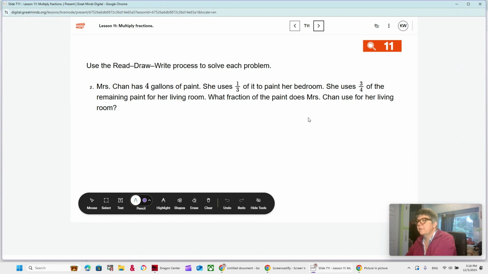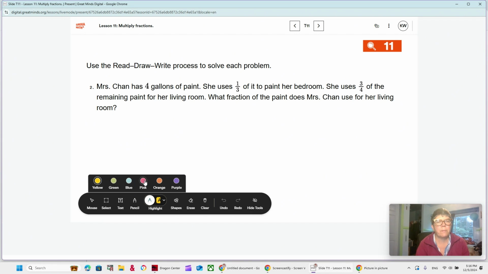Okay, so let's think about that. What information do we have? Let's highlight some information that we have. She has 4 gallons of paint. She uses 1/3 to paint her bedroom. 3/4 of the remaining. Okay, and that's for her living room. And that's the question, is how much does she use for her living room? We always want to make sure we know what our question is, right?